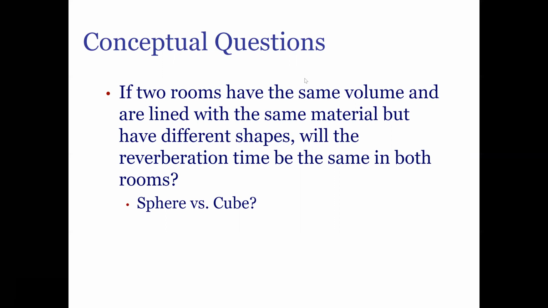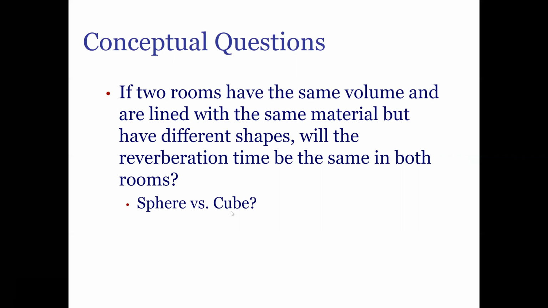The room that has the higher surface area is going to give you the shorter reverb time. So V is the same for both rooms. And in the denominator, if your absorption number is larger, that gives you a shorter reverb time. So in this case, the room with the bigger surface area is going to have the shorter reverb time comparatively.